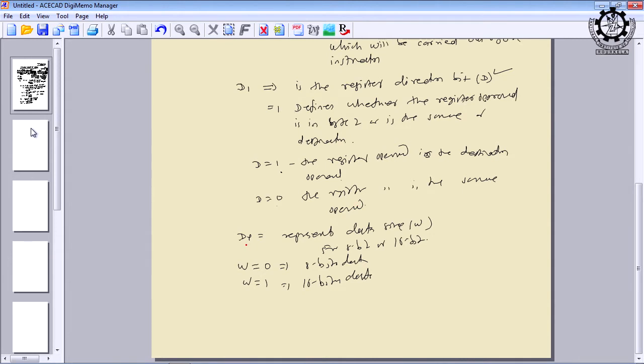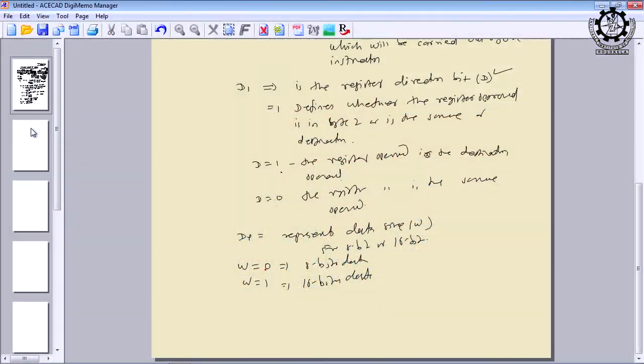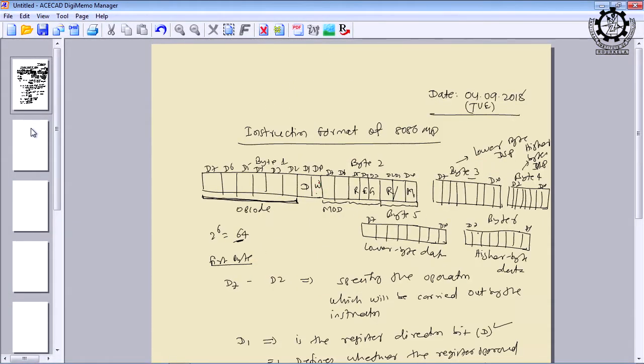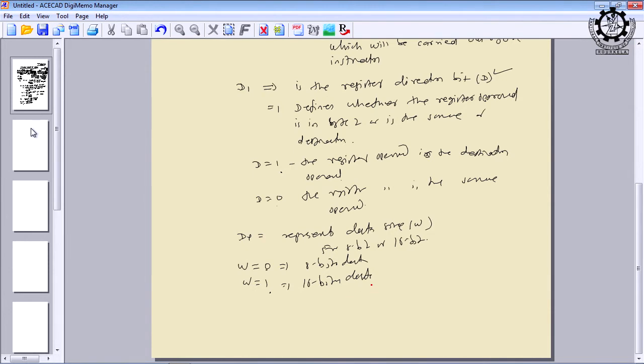Okay. Then similarly, D0 represents the data size. When you store some value in the register, what is the data size you are using? You can see the D0 bit position is W, this one. So, if W is 0, that means you are using 8 bit data in your instruction, or if W is equal to 1, you are using 16 bit data in your instruction. Is it okay? So, this is the explanation about the first byte. Similarly, we will go for the second byte. Is it clear? The first byte tells how the data will be represented, that is, the representation of the data using binary digits.